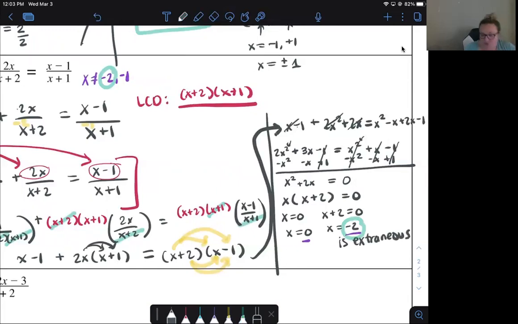When I grade your work, I'm going to look for the word extraneous. So x equals negative 2 is extraneous. Therefore, our only solution is x equals 0.